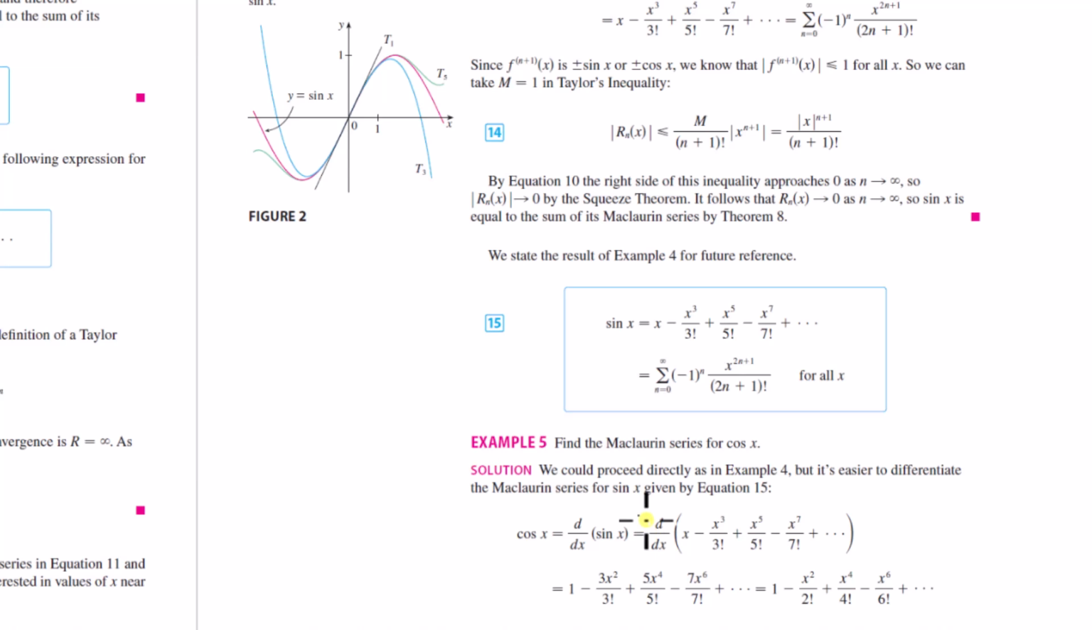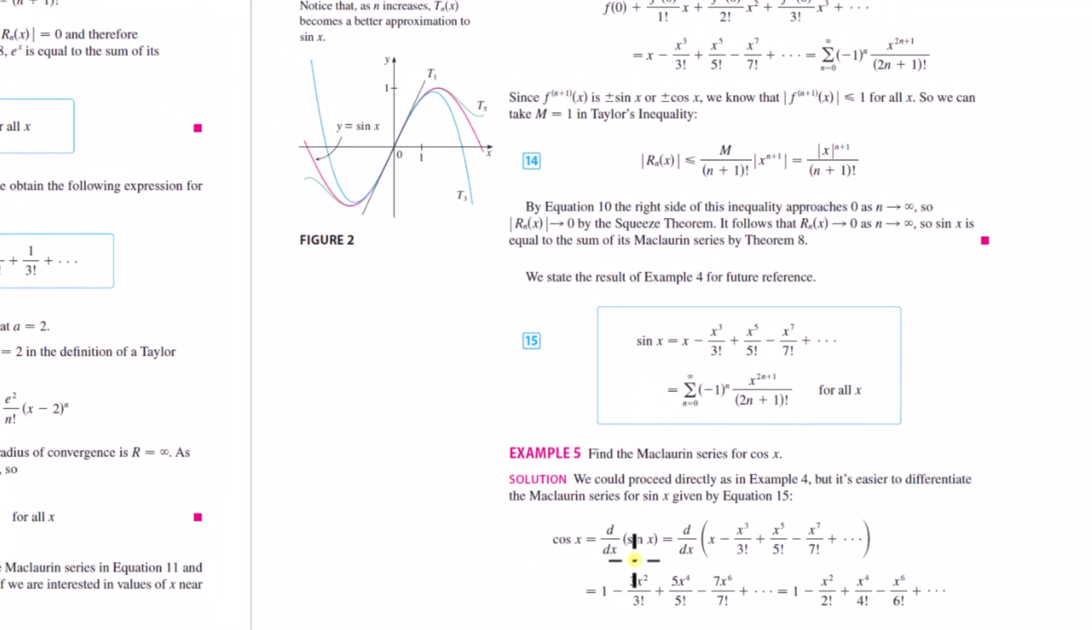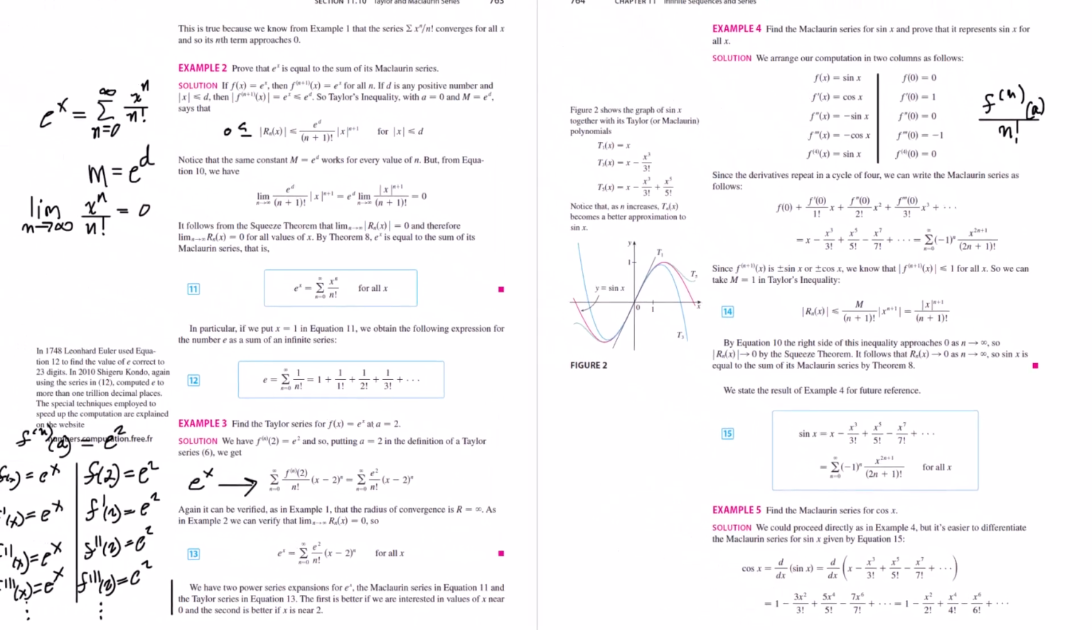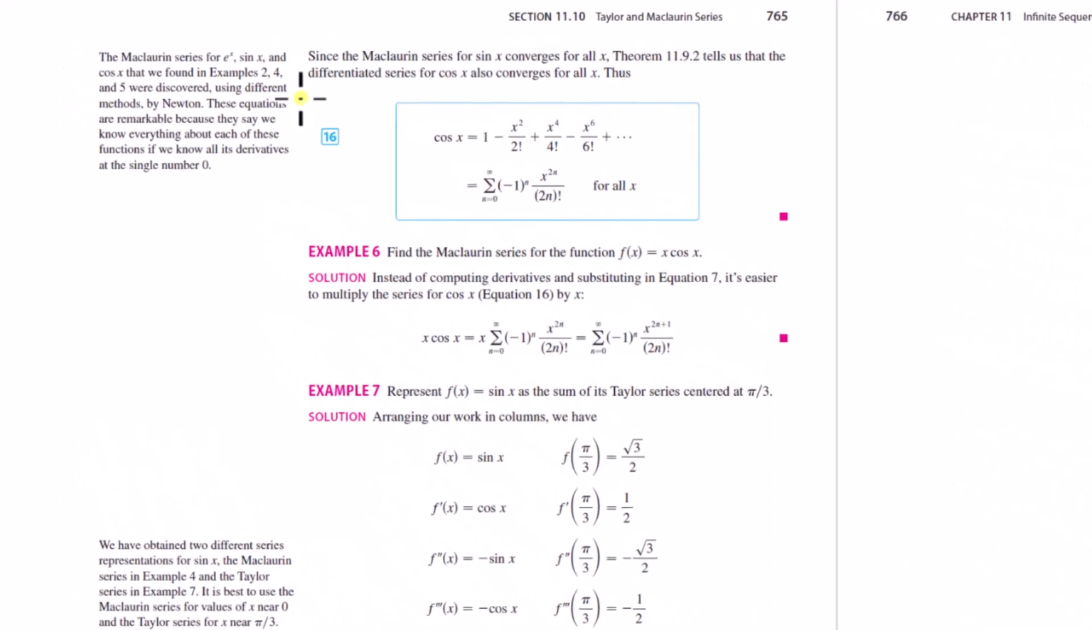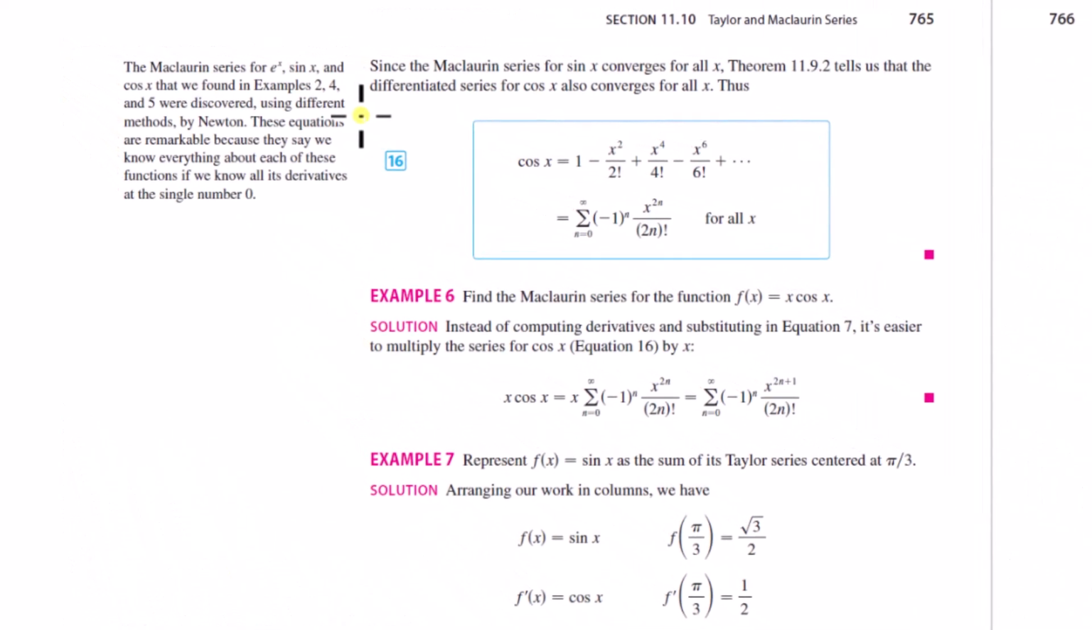It's saying we're going to go ahead and differentiate both sides of this equation. We know how to differentiate a power series. So you get the derivative of sine x is cosine x, and then they differentiate the power series. Now we know from the properties of differentiation of power series that the radii of convergence of the two series are going to be the same. The radius of convergence of the sine x power series was all real numbers, so it is for cosine x too. So cosine x is equal to this power series for all x.